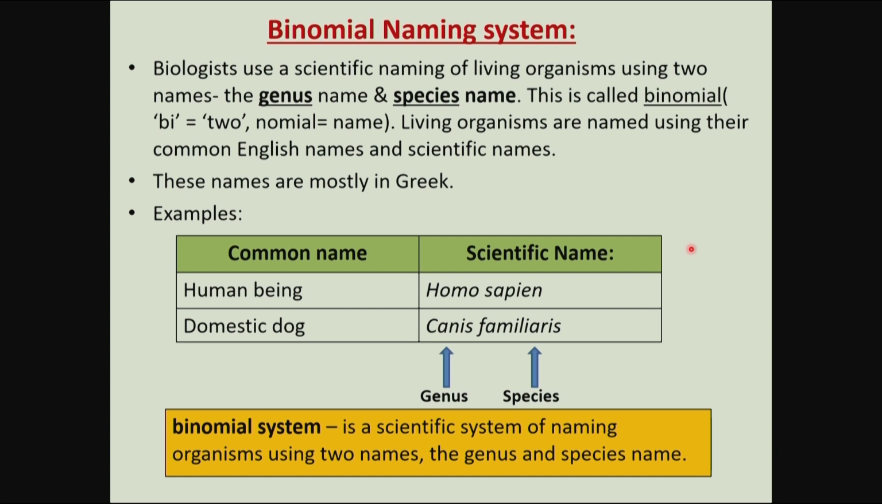So there's normally a rule when you're writing these scientific names: the first, genus name begins with a capital letter, and the rest of the names are written in small letters, okay? If you have to type them, you have to write them in italics, okay? If you have to handwrite them, you must underline them separately.